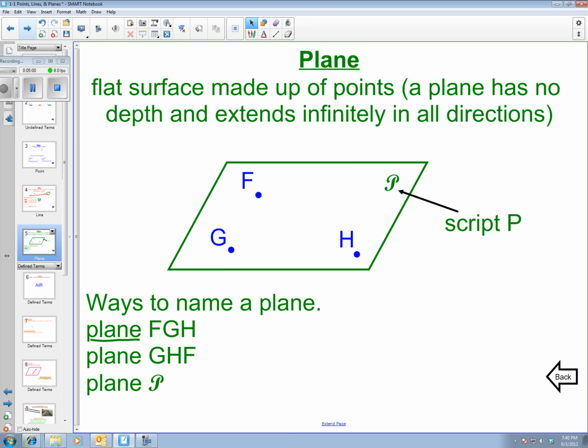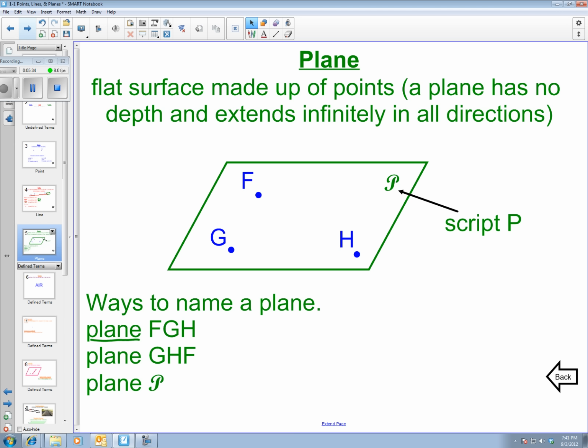So we could call it plane FGH, or we could use GHF or HGF, so on and so forth. You can use them in any order that you choose. Now in the top right hand corner of this plane, you will also recognize that cursive or italic looking P. That is another way to name a plane, but it is less common. In that case, we would just use the word plane and that cursive or italic letter P.